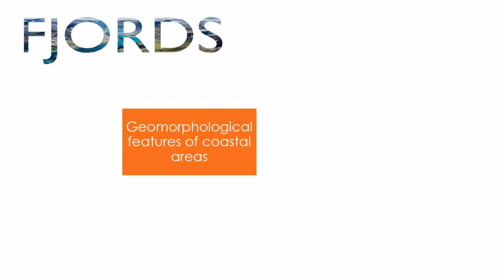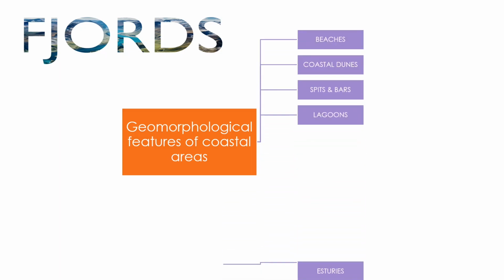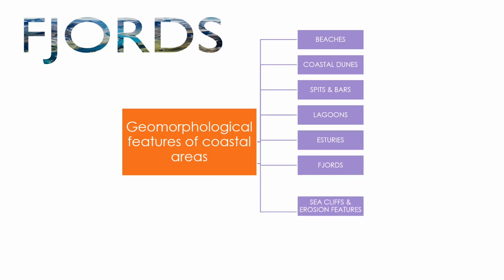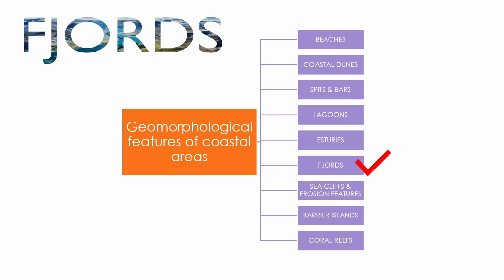Coastal areas are dynamic and ever-changing environments where land and water meet. Geomorphological features in these areas are a result of complex interactions between geological processes, climate, ocean currents, and human activities. Some of the key geomorphological features of the coastal areas include beaches, coastal dunes, spits and bars, lagoons, estuaries, fjords, sea cliffs and erosion features, barrier islands, coral reefs. Among them, in this video today, we will discuss the formation of fjords.